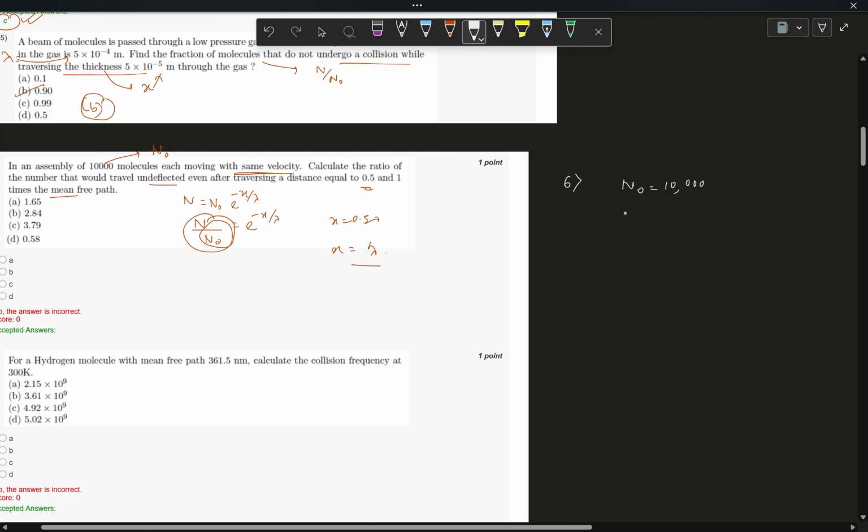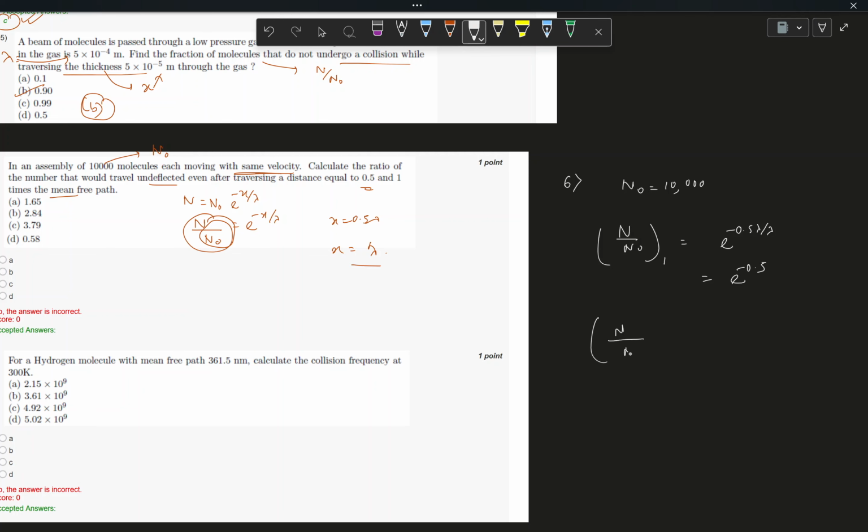So this is 10,000, and using the survival equation, the number of molecules surviving after traversing 0.5 times the mean free path is e to the power of minus 0.5 lambda by lambda, which is just e to the power of minus 0.5. And in the second case, the molecules surviving after traversing a distance of 1 times the mean free path is e to the power of minus lambda by lambda, that is e to the power of minus 1.